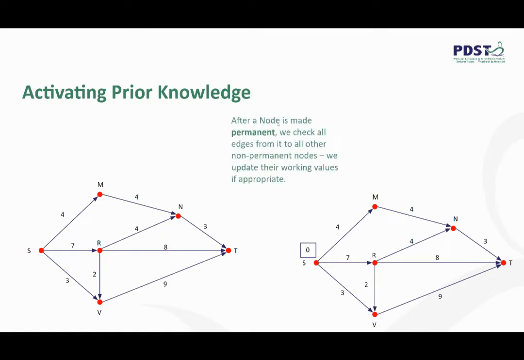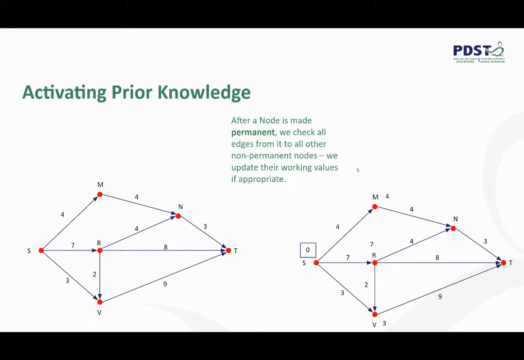Our next step is, after a node is made permanent, we check all edges from it to all other non-permanent nodes. We update their working values if appropriate. So what nodes is S connected to? It's directly connected to M, R, and V. So we'll now find out the working values at each of those nodes, and they're called temporary labels. At M, 0 plus 4 is 4, so we have a working value of 4 there. For R, 0 plus 7 is 7. And for V, 0 plus 3 is 3. So we now have working values at those 3 nodes.